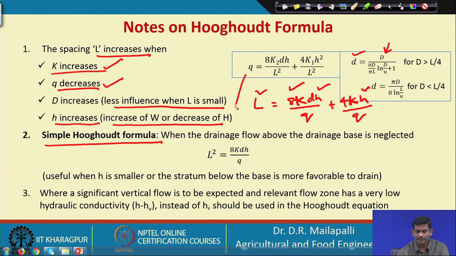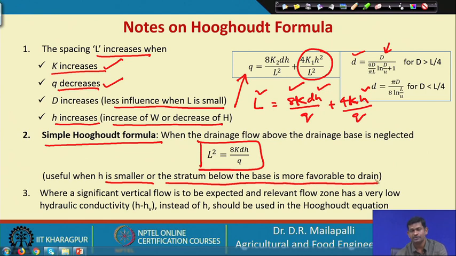And now the simple Hooghoudt formula. In this equation, you can eliminate the water flow or horizontal flow above the drain. Then you are left with the horizontal flow below the drain. So, that is L square equal to 8 k d h by q. This is what we call the simple Hooghoudt formula. This is useful when h is smaller, or the stratum below the base is more favorable to drain.